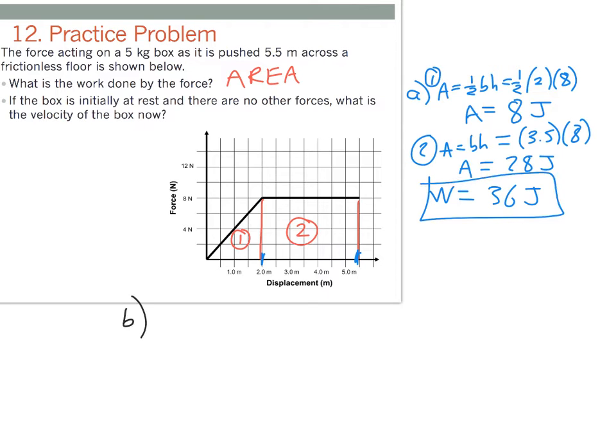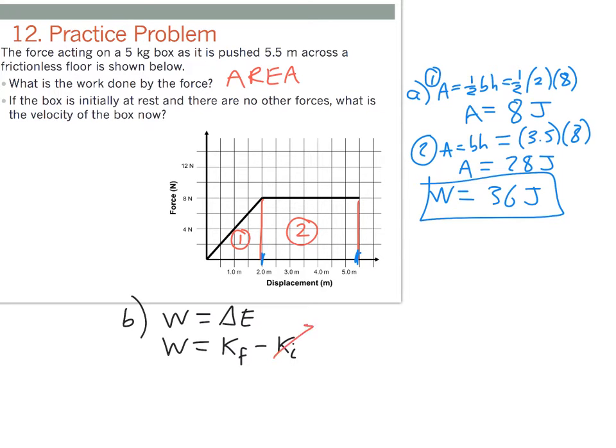For the second part, we're told that the box is initially at rest and there's no other forces acting on it other than the one shown. We want to now know what the velocity of the box is. So think for a second about what this work here really represents. Work represents the change in energy, and in this case, this box being pushed is going to gain kinetic energy. So we can say that the work done is the change in kinetic energy, which is the final kinetic energy minus the initial. Okay, any change is always final minus initial.